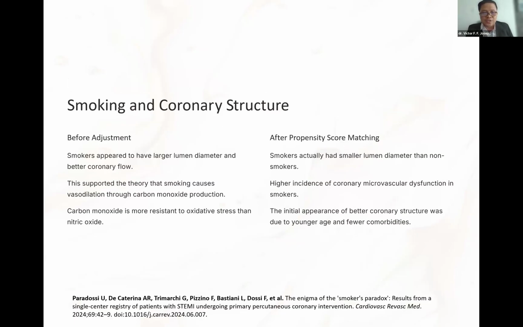Smoking and coronary structure. Before adjustments, smokers appear to have larger lumen diameter and better coronary flow, whereas after propensity score matching, smokers actually had smaller lumen diameter than non-smokers. This supported the theory that smoking causes vasodilatation through carbon monoxide production, and carbon monoxide is more resistant to oxidative stress than nitric oxide.